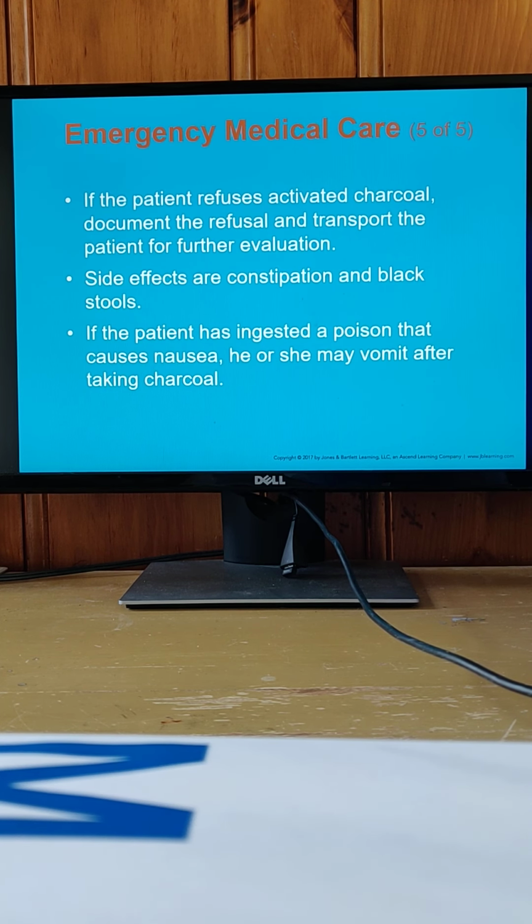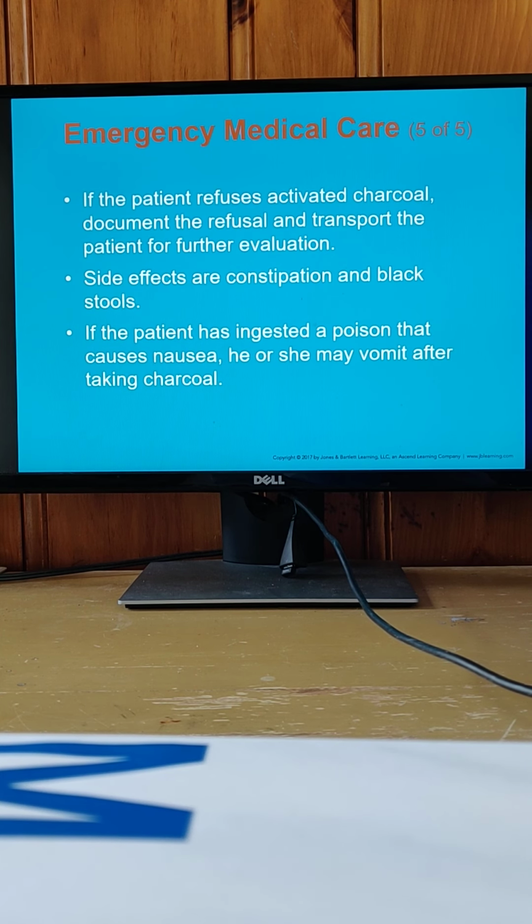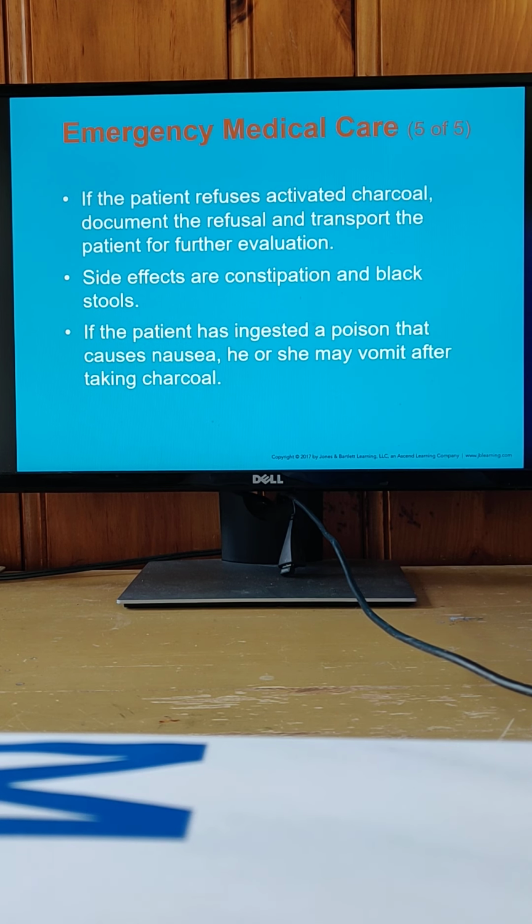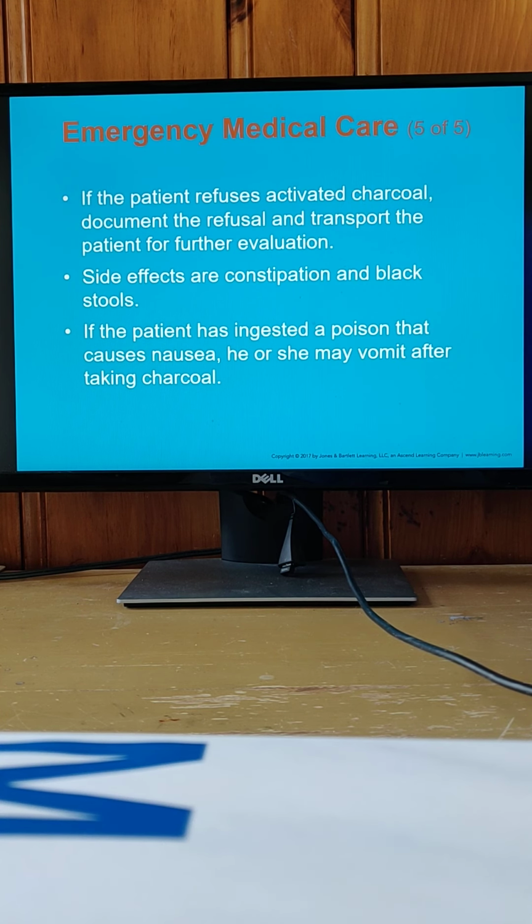If the patient refuses activated charcoal, document that refusal and transport the patient for further evaluation. Document whether they do or do not take the medication. Side effects: constipation and black stools. If the patient has ingested a poison that causes nausea, he or she may vomit after taking charcoal. That's very possible. That's a good thing because they get the poison out of their body, but it's a bad thing because as it comes up and out of the stomach, based on what it is, it could be doing additional damage.